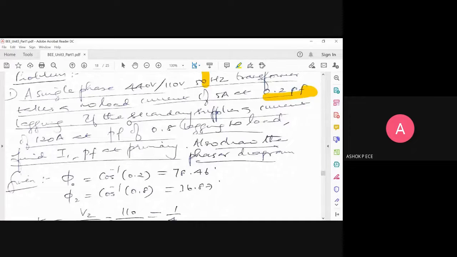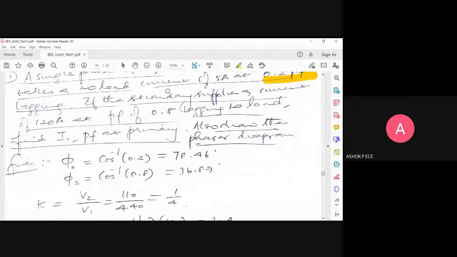Secondary supplies a current of 120 amperes at a power factor of 0.8 lagging to load. So secondary power factor is 0.8. Secondary notation is phi 2, right? So cos phi 2 is given as 0.8, and they say secondary is lagging to the load. They are asking us to find all the primary parameters. With the given data, immediately I can find the phase angles.